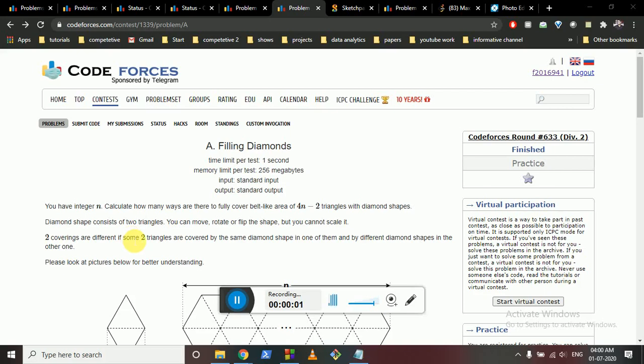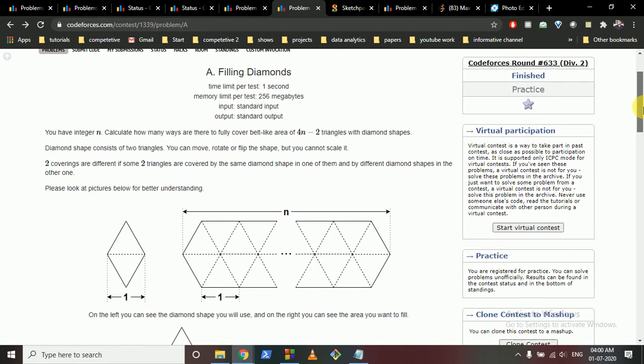Friends, so today we're gonna discuss the problem from Codeforces round 633, problem A, filling diamonds. This is a problem in which you just have to draw these figures to make it more clear. You are given an integer n and you have to calculate how many ways there are to fully cover this belt of area like this.